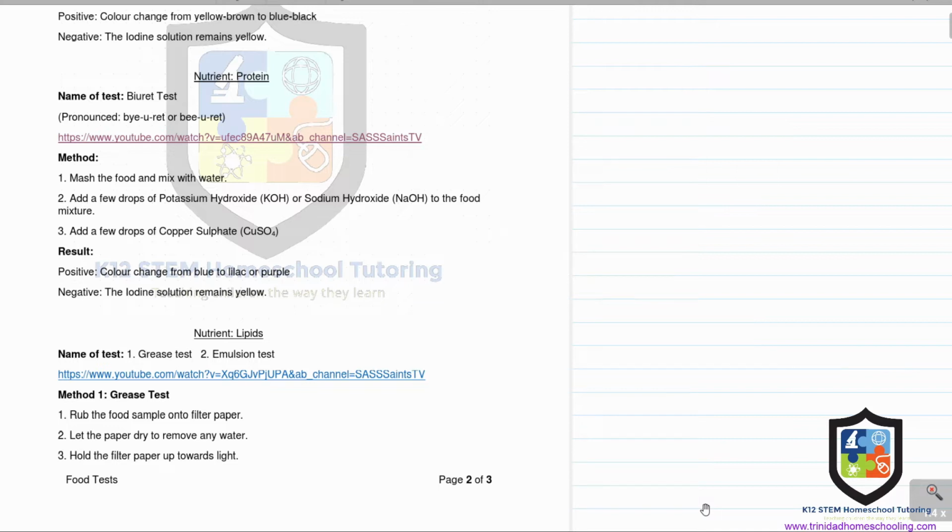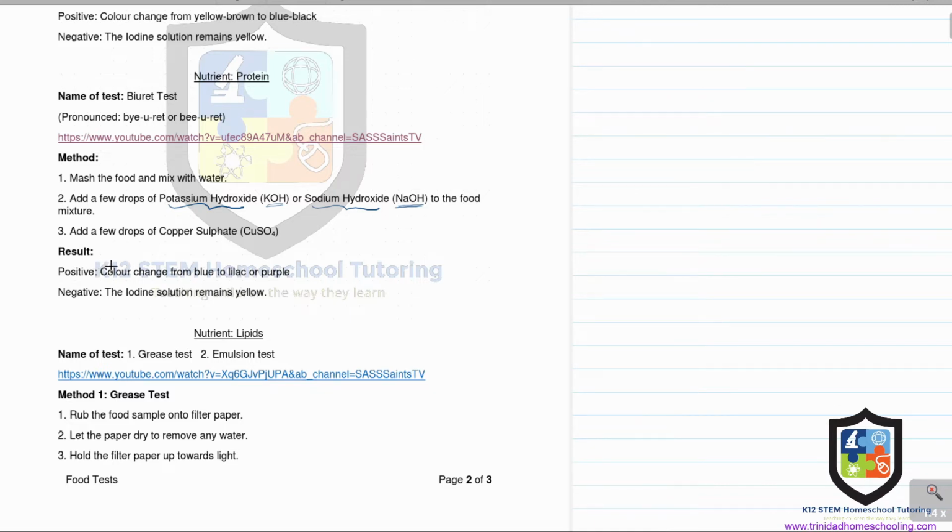Alright? Now, to test for protein, remember proteins mainly come from meat sources. So we're going to mash that food and mix it with water. Add a few drops of potassium hydroxide. Now, when we're doing chemistry later on, you will see how we come up with these letters here to represent these chemicals. So potassium hydroxide, or you could add sodium hydroxide to the food mixture, and then add a few drops of copper sulfate.